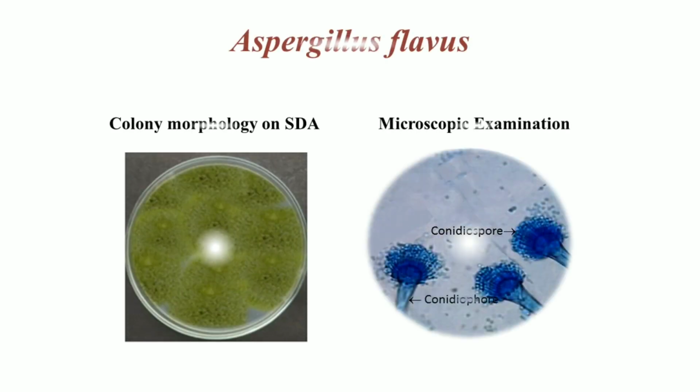Aspergillus flavus. Colony morphology on Sabouraud's dextrose agar. Yellow to green powdery deposited colonies. Microscopic examination. 3/4 of the spore head covered with conidiospore.